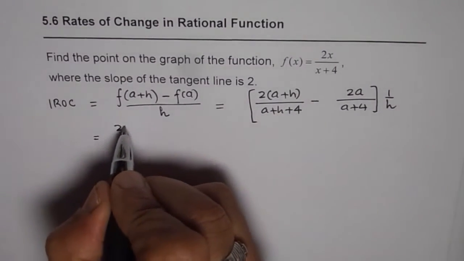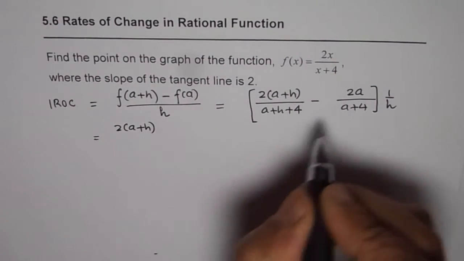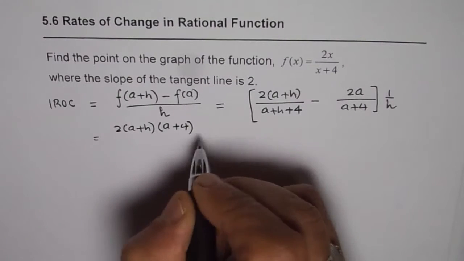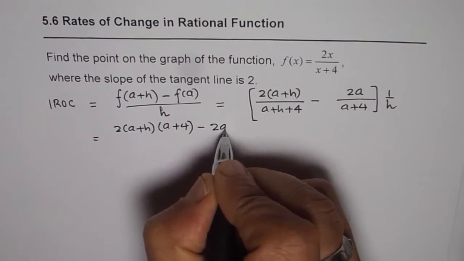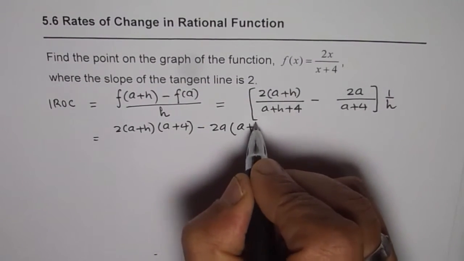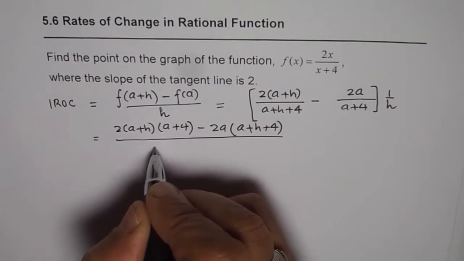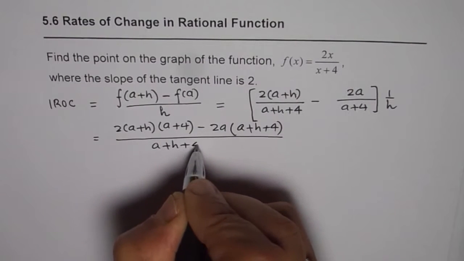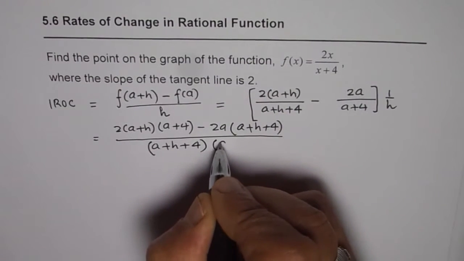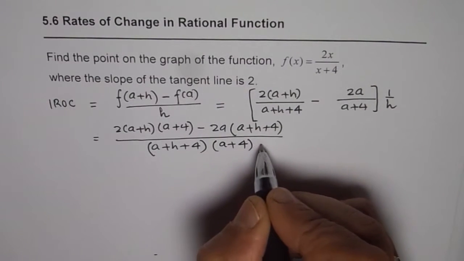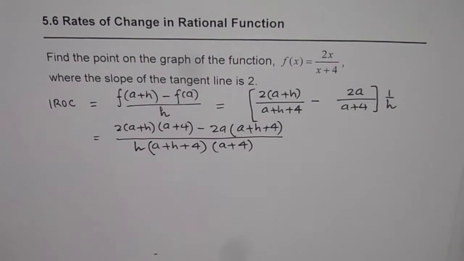So we get 2 times a plus h times a plus 4 minus 2a times a plus h plus 4, divided by a plus h plus 4 times a plus 4, and we can write h here, right? Let me write in the beginning like this.